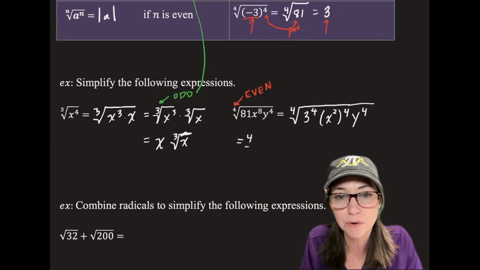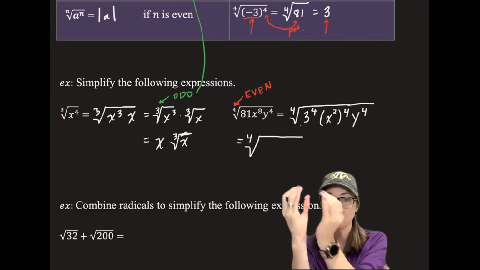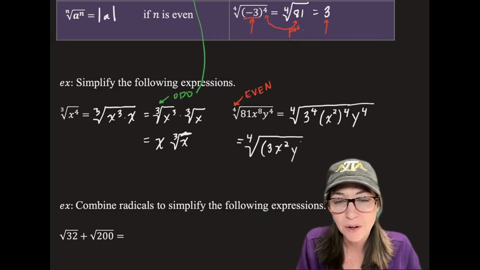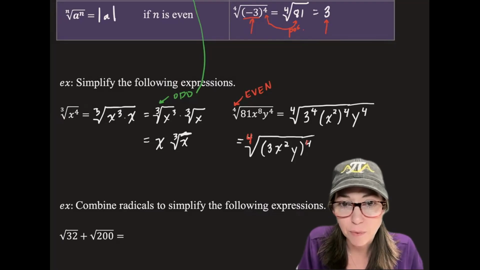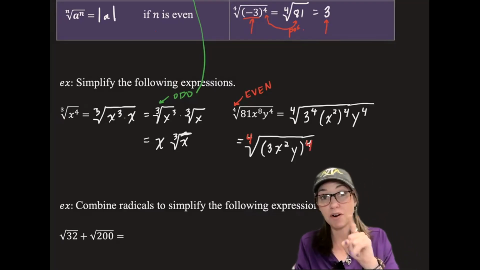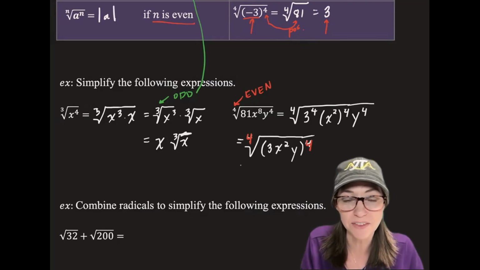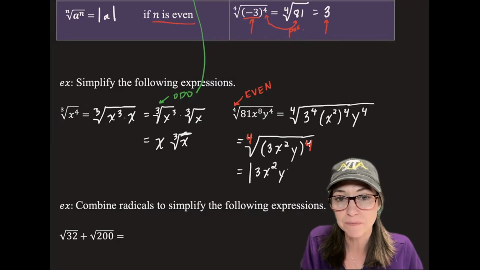Let's write it as the fourth root of, let's group everything in the radical together and write that exponent outside. We can pull that exponent out by exponent properties. So that becomes 3x squared times y, all to the power of 4. Okay. Now, this 4 and that 4, we have a fourth root of a fourth power, and 4 is even. So that will simplify to the absolute value of what is on the inside. So that's the absolute value of 3x squared times y.